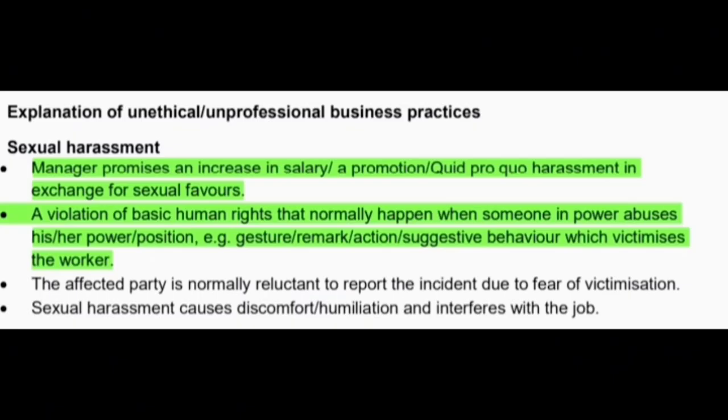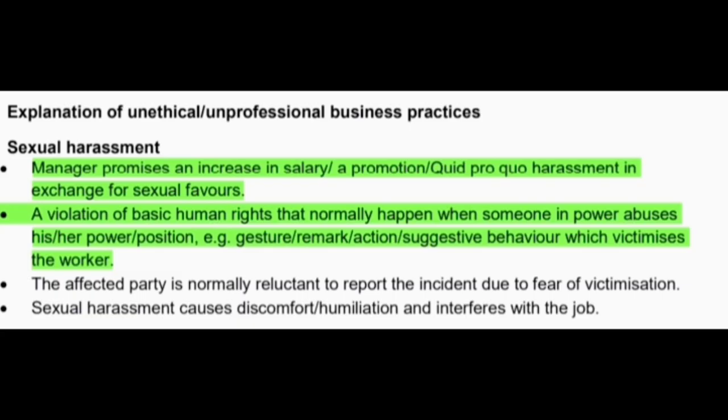Number one, the challenge of sexual harassment. Look at your screen. The affected party may stay away regularly from work. That's also a big challenge that can make the business fall. Number two, business could lose female employees and retain fewer female applicants. Whenever they know that in that place, for you to get the promotion, you must be in a relationship with the manager or the owner of the business, that will result in losing female employees. Number three, sexual harassment causes discomfort, humiliation, and negatively affects work relations in the workplace.